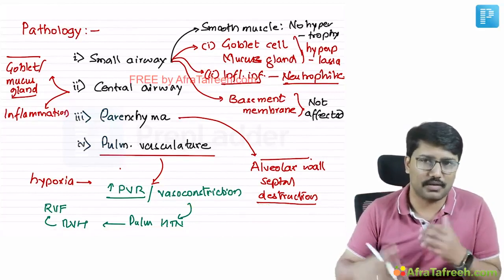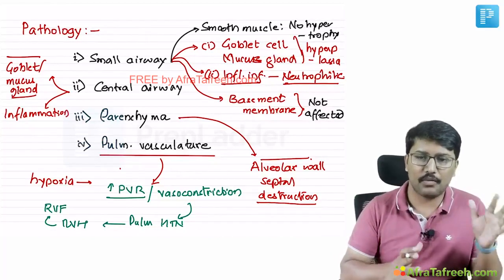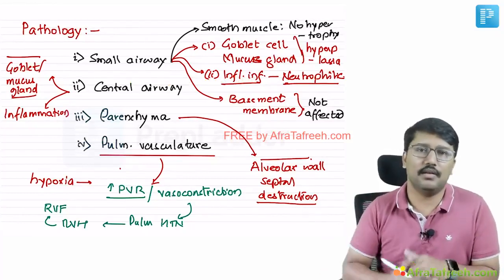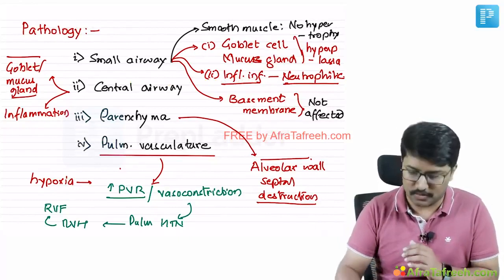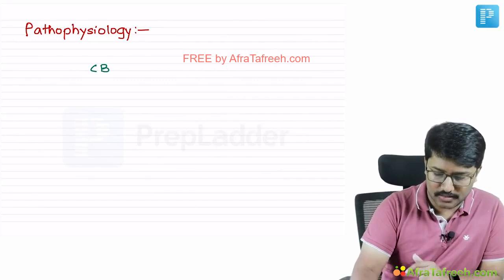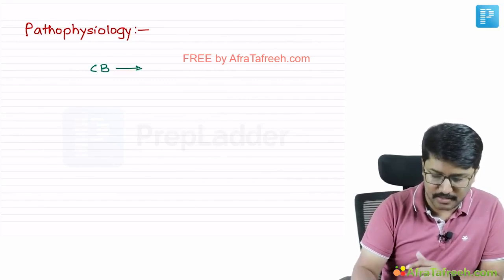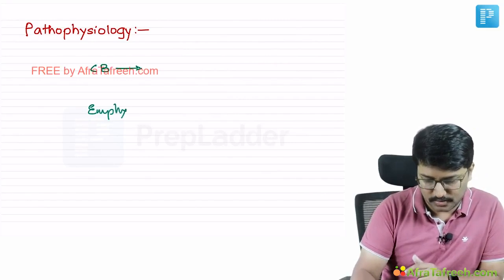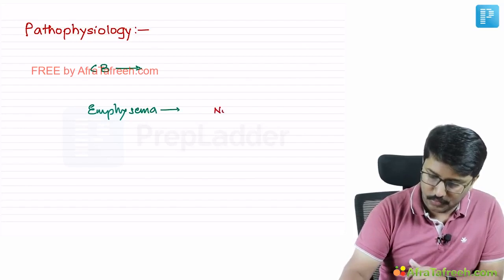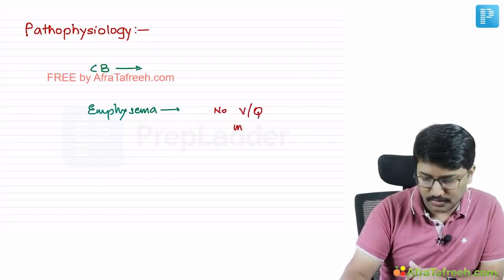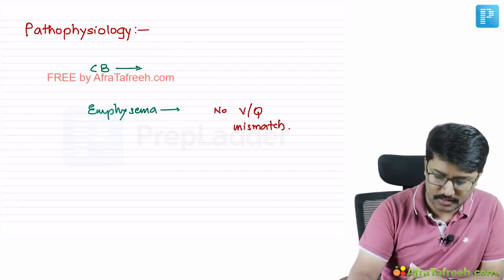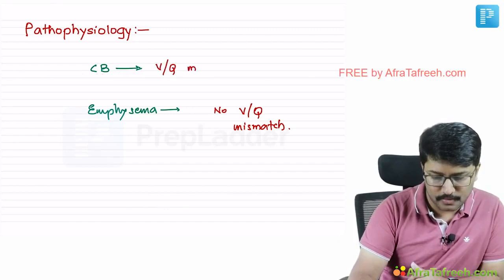Now talking about the pathophysiology, how the patient of COPD, starting from the environmental and genetic factors trying to trigger the inflammatory response, eventually leads to development of chronic bronchitis and emphysema. Okay, so we have to first understand, pathophysiology wise, what is the main difference between emphysema and chronic bronchitis? Okay, so remember, in emphysema, there is no ventilation perfusion mismatch. In case of chronic bronchitis, there is a ventilation perfusion mismatch.